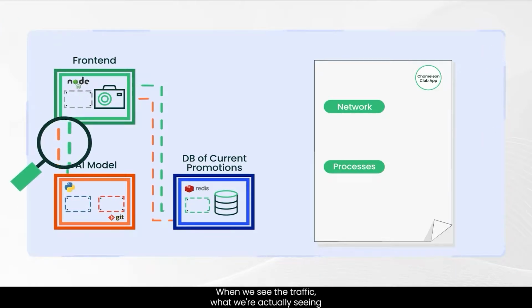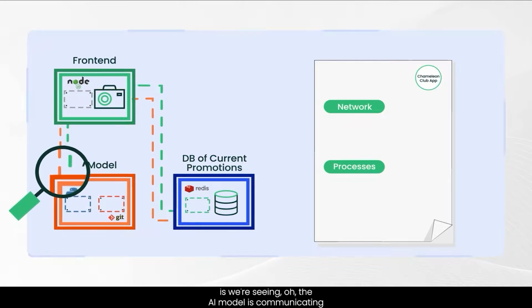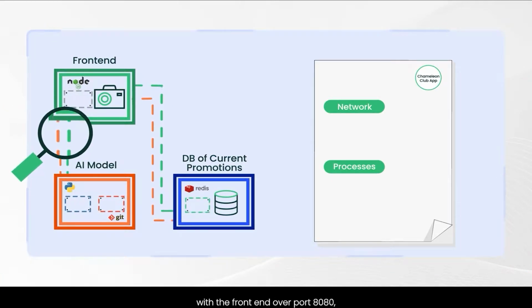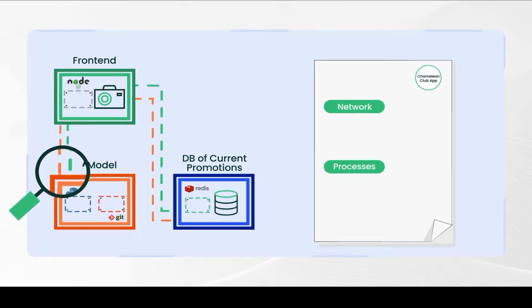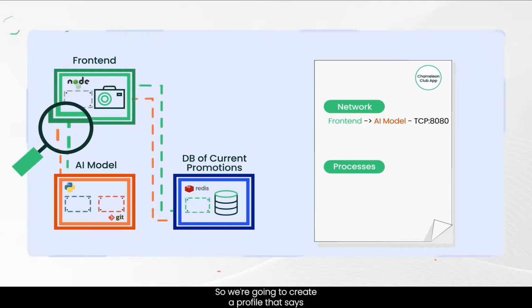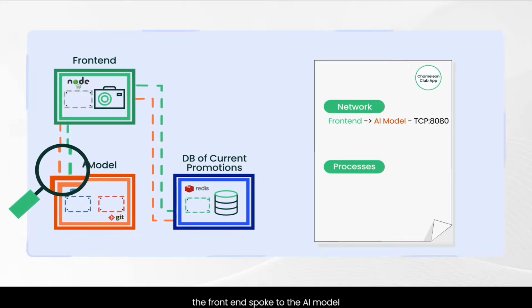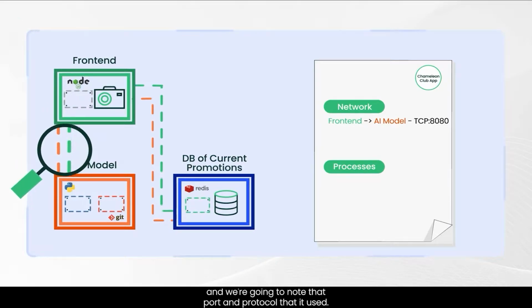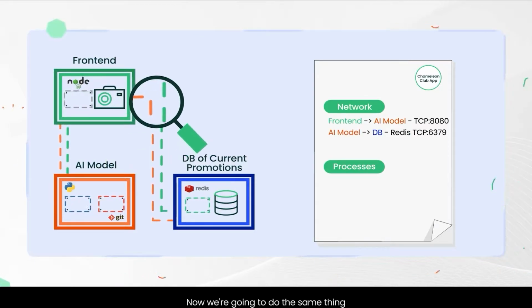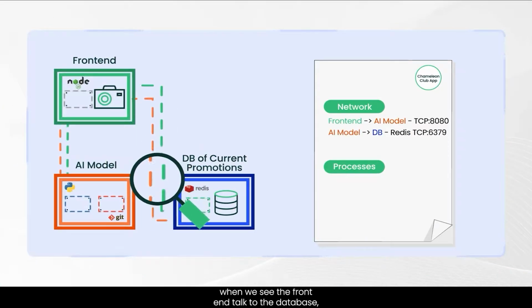And when we see the traffic, what we're actually seeing is, oh, the AI model is communicating with the front end over port 8080. And what we're going to do is we're going to actually make a note of that. So we're going to create a profile that says the front end spoke to the AI model, and we're going to note that port and protocol that it used. Now we're going to do the same thing when we see the front end talk to the database.